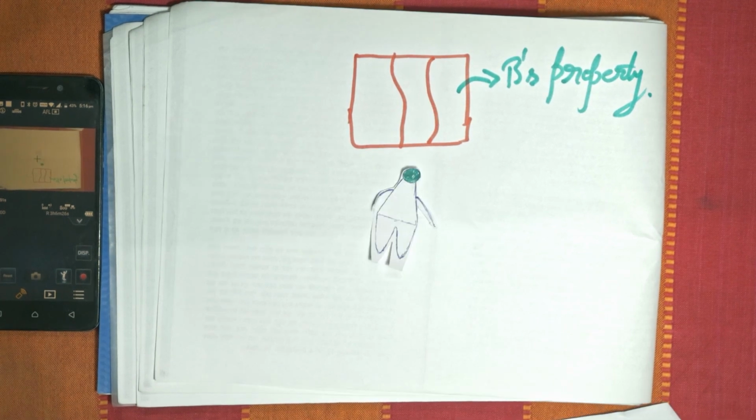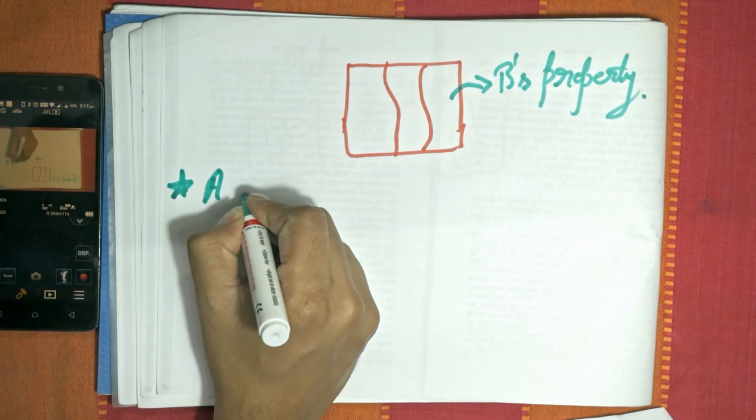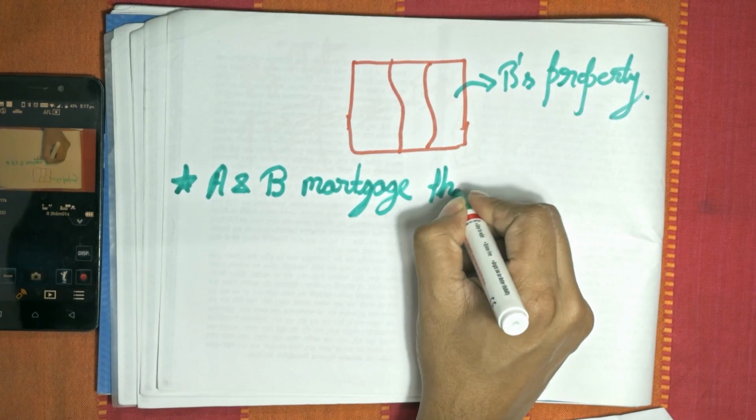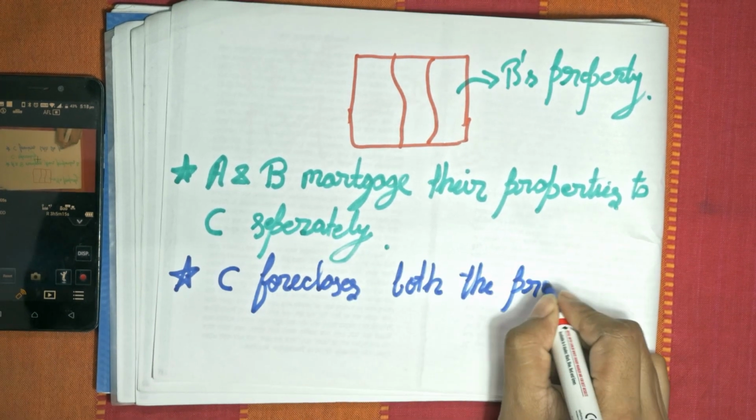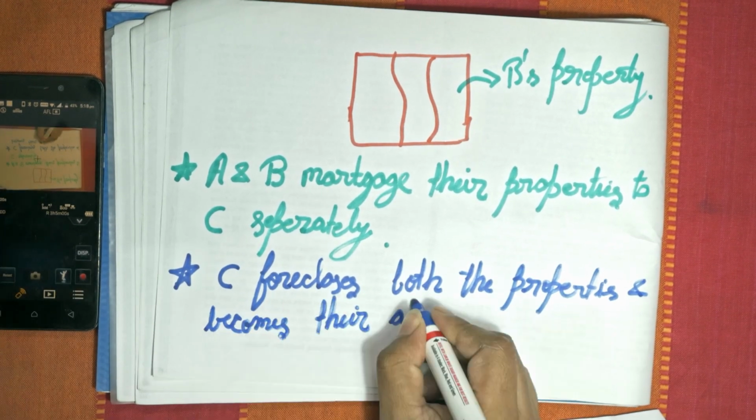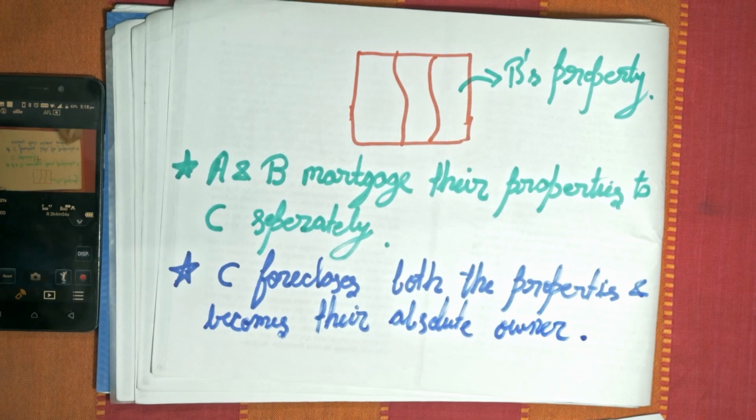So for example, let's say A has an easement right of way over B's property. Now A and B both mortgage their properties to C separately. C forecloses the properties and becomes the absolute owner of both the properties. The easement right will cease to exist.